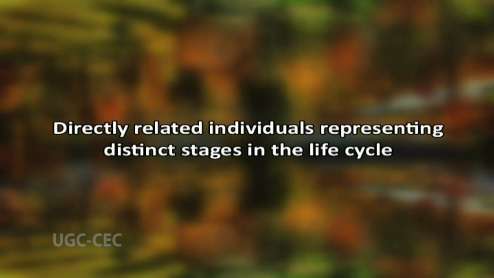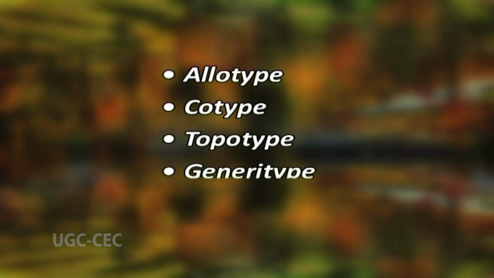125273. Another such type is hapantotype, a special case in protists where the type consists of two or more specimens of directly related individuals representing distinct stages in the life cycle. These are collectively treated as a single entity, and a lectotype cannot be designated from among them. Several other permutations and variations in terms using the suffix type have been used, for example, allotype, cotype, topotype, generitype, isoneotype, etc., but these are not formally regulated by the codes and are usually obsolete.